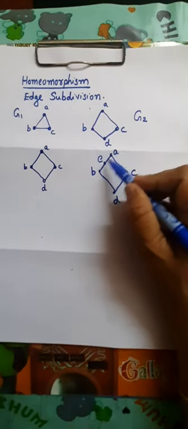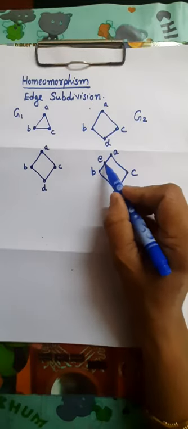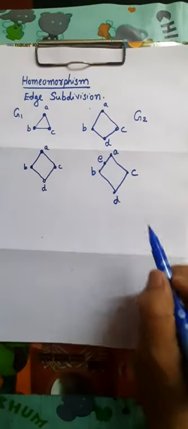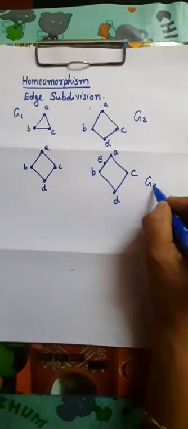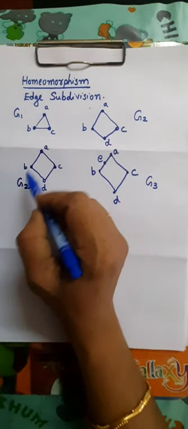That means there is a path from A to B. Actually, the meaning is to introduce a new vertex whose degree is 2. Insertion of a vertex of degree 2 is known as edge subdivision. This is the graph G3. G3 is obtained from G2 by edge subdivision of the edge AB.